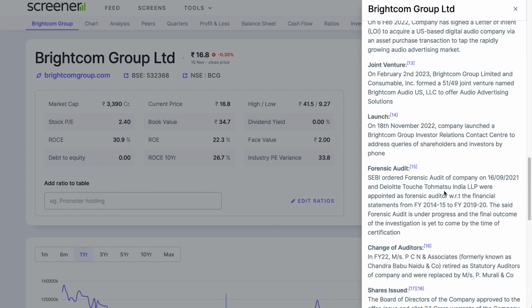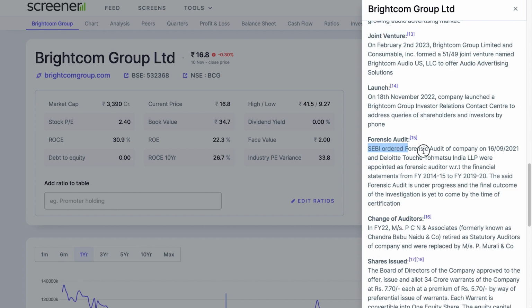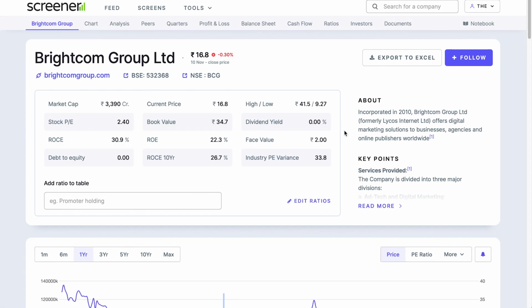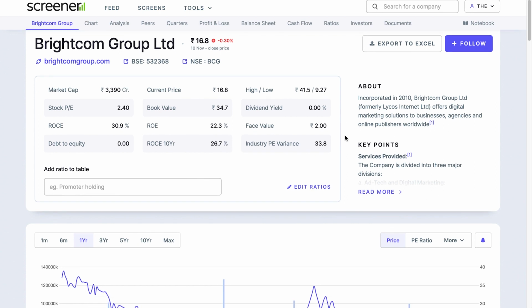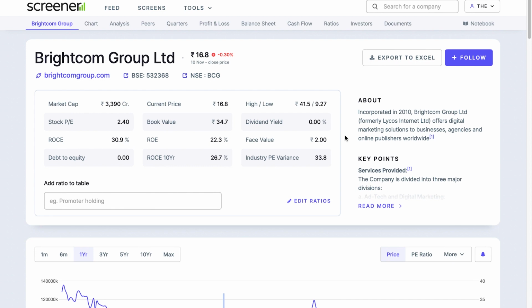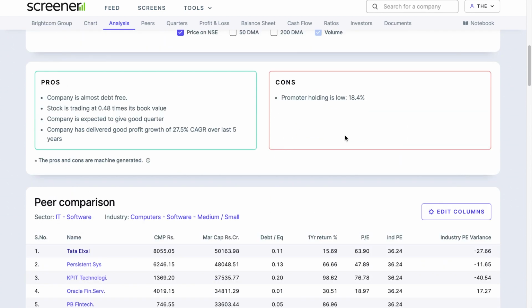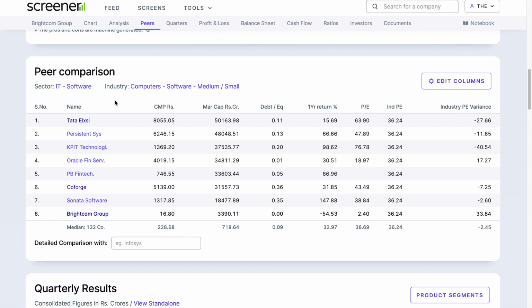Now, something very important to look at is that SEBI ordered a forensic audit on this company, and the forensic audit is in progress, and the final outcome of the investigation is yet to come by the time of certification. So there is a forensic audit that has happened on Brightcom Group. That is a big red flag for me. I would essentially just rule this company out immediately when I see that as a problem. But still, I'll go through it quickly.